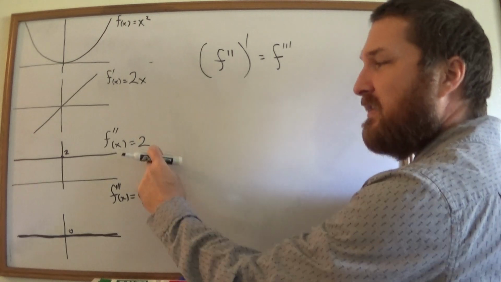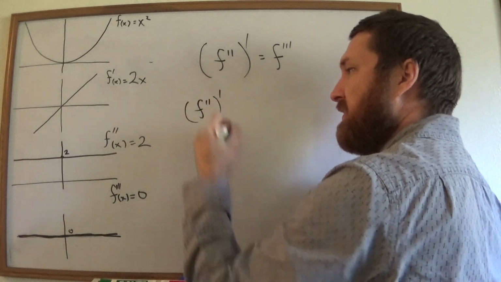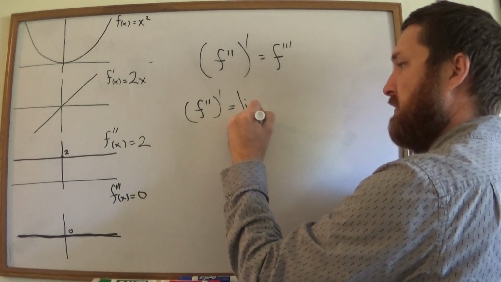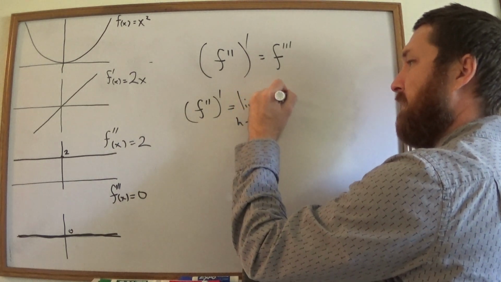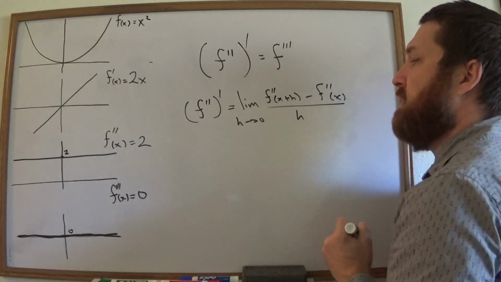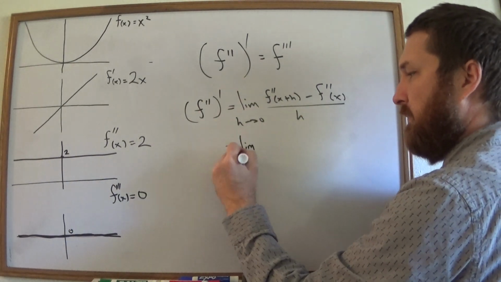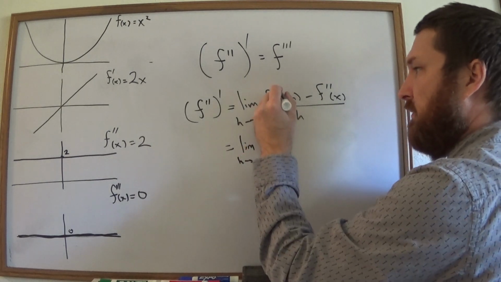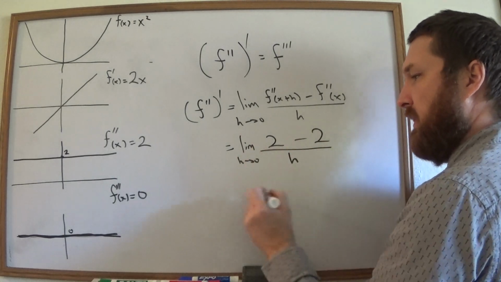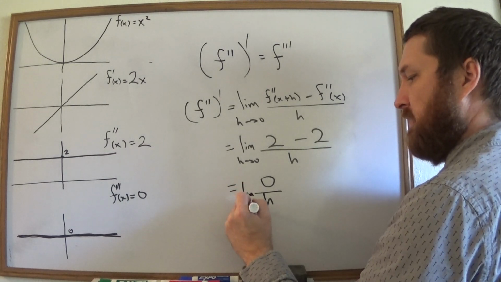Maybe let's just see this, right? We have a second derivative, we're taking its derivative, which means that we're going to take the limit as h goes to 0 of f double prime of x plus h minus f double prime of x, over h, which is, well, I guess that's just 2, because it's always 2. So this is just 2 minus, well, this is still just 2 because it's always 2, over h. So that's a big fat 0 over h. Limit as h goes to 0.